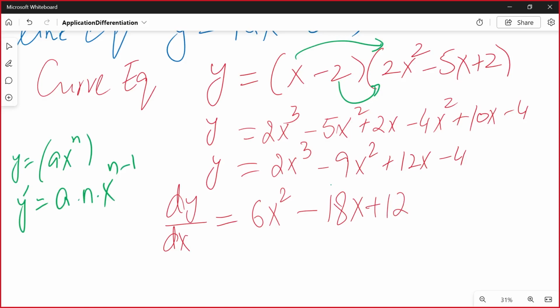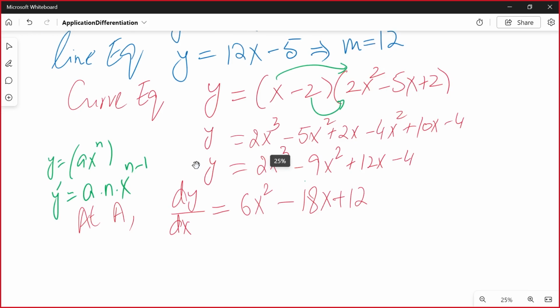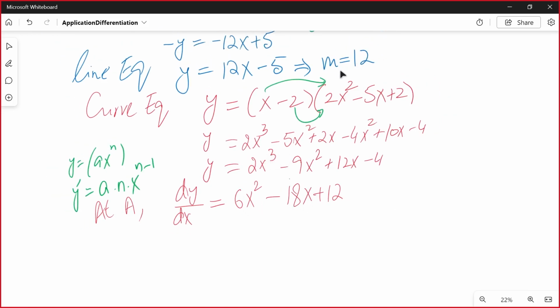So this is our point A, and this is the slope. This should be from the first part of our question. This value should be equal to what? From here, because we found out previously in the first part that it would equal 12. So it means we will say 6x squared minus 18x plus 12 is equal to 12.